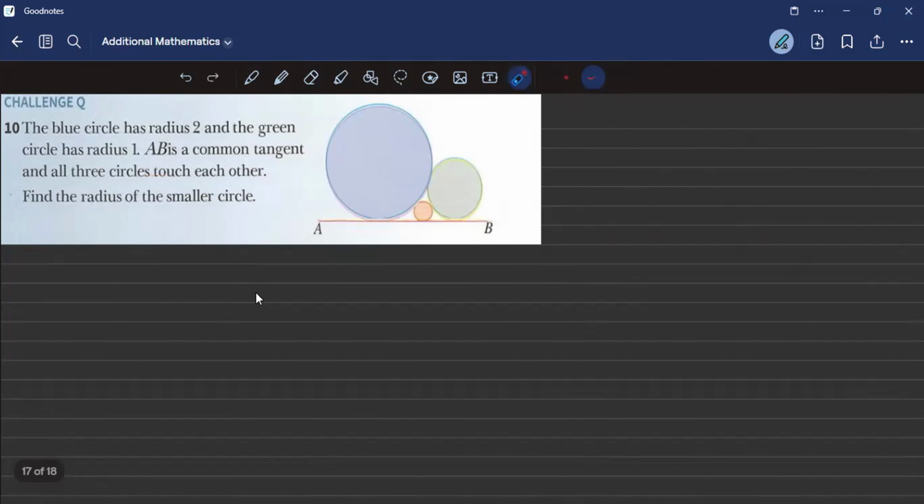So each of these circles has a common tangent. Each of them is touching the tangent AB. That means they are standing on the same plane, on the same altitude. So we can say that all of them are standing in a straight line. The other thing they have told us in this sentence is that all 3 circles are touching each other.